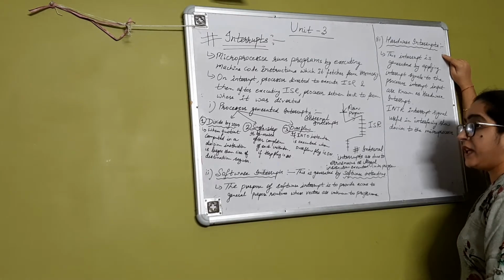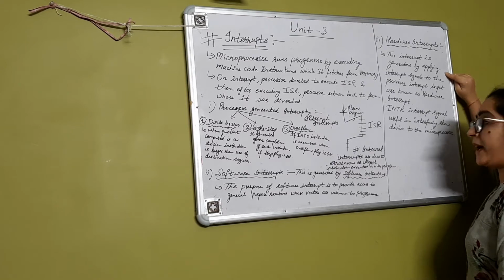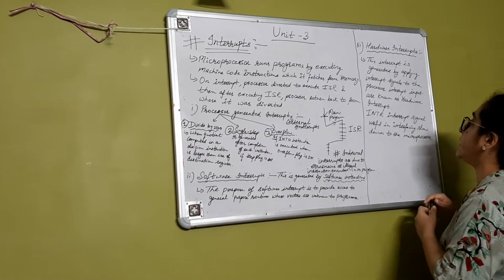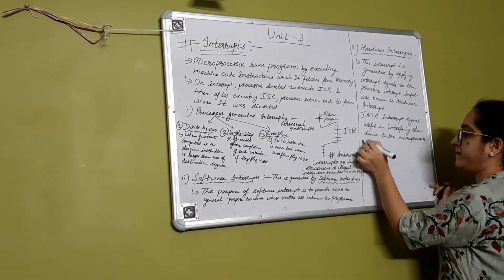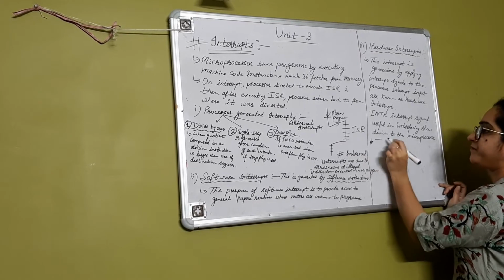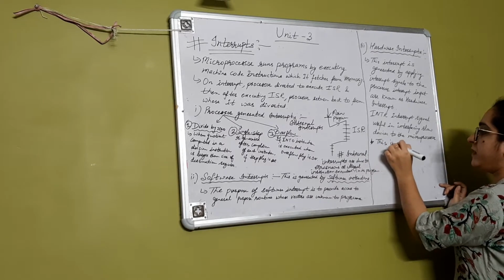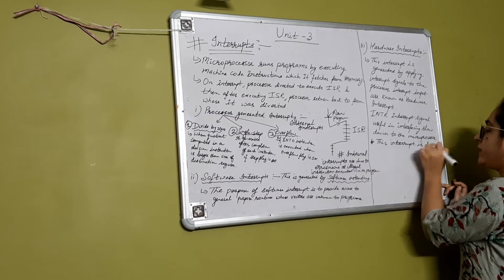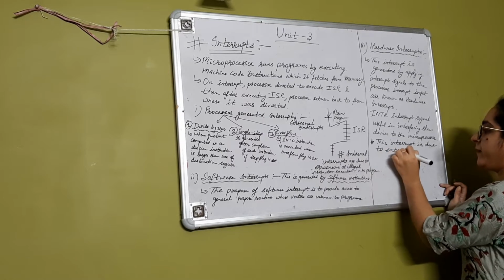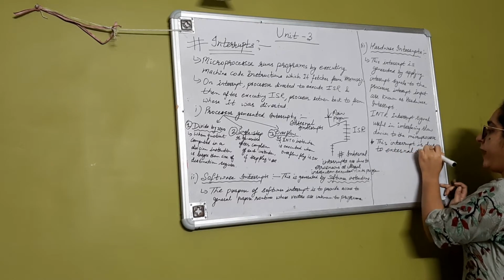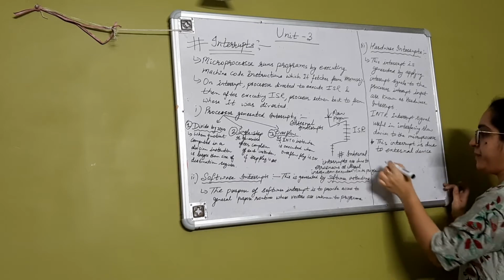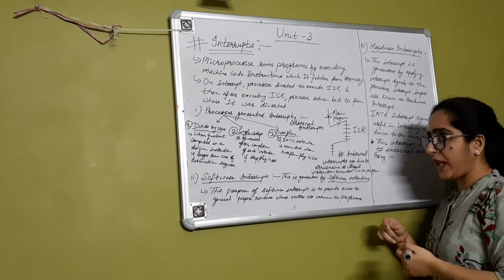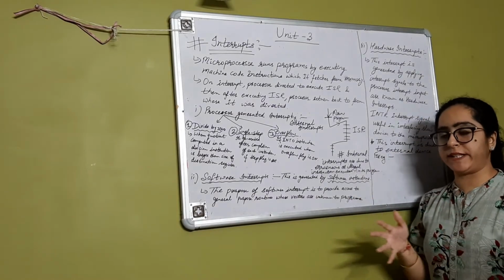What is a hardware interrupt? An interrupt generated by applying an interrupt signal to the processor interrupt input is known as a hardware interrupt. So this is due to an external signal. This interrupt is due to an external device. For example, suppose a printer is to be connected with the CPU.